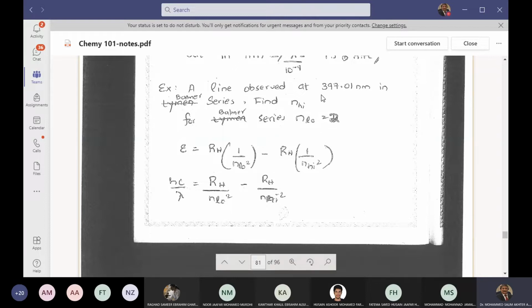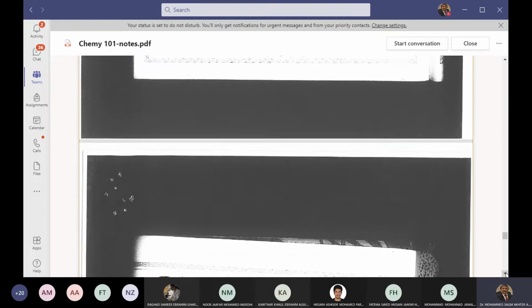This is my lambda. Can I get energy? Yes. Which equation am I going to use? Very simple. E equal to hc over lambda, h is Planck's constant, c is speed of light, lambda 397.01 × 10 to the power minus 9 meter. Do the calculation and you can calculate n high.